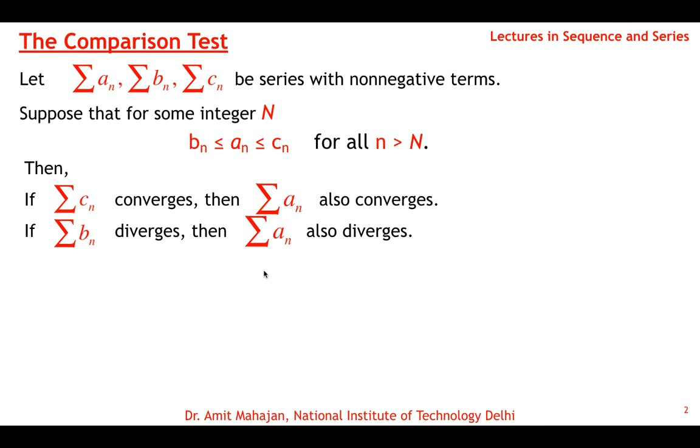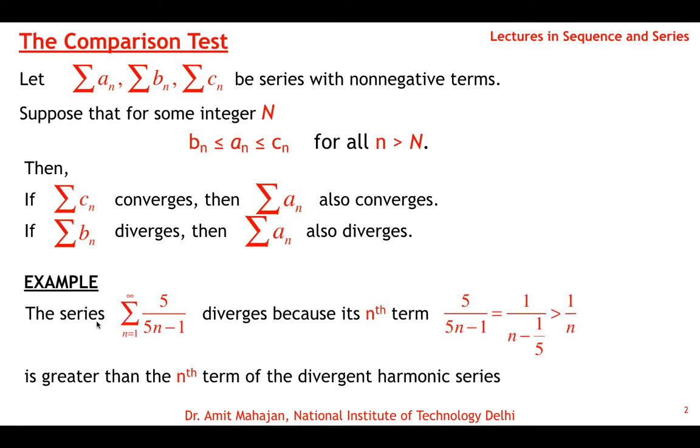Say, for example, the series given is the sum of 5 over 5n minus 1, n from 1 to infinity. Now an is 5 over 5n minus 1, and we can write it as 1 over n minus 1 by 5, and so these terms are greater than 1 by n. Because we know the series of 1 by n is the divergent harmonic series, and 5 over 5n minus 1 is bigger than this, if the series of smaller terms is divergent, then the series of bigger terms is also divergent.